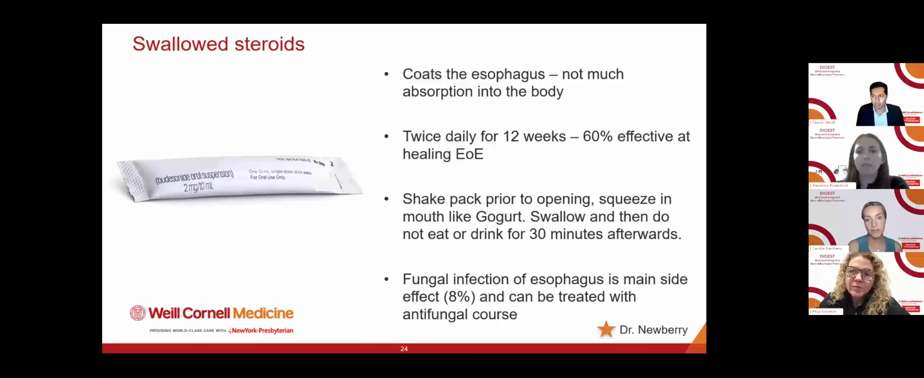Thanks, Dr. Newberry. This is a great medication that works pretty quickly. So I'm using it for patients often when they're having flares or are kind of in a bind and need to get some relief quickly.